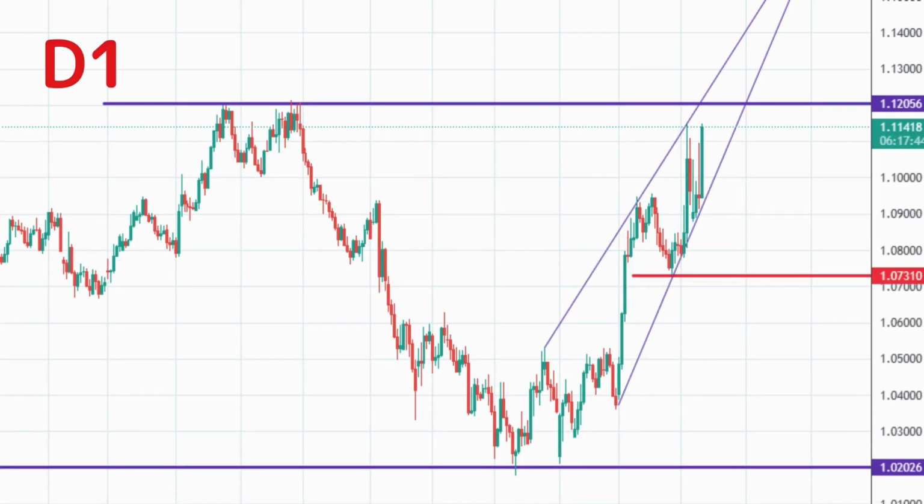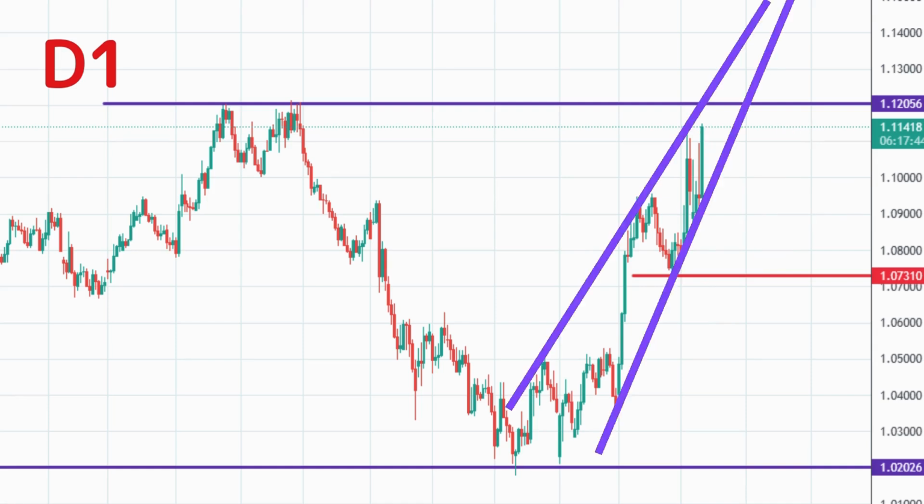Moving on to the daily chart, the uptrend is still intact and recent price action has been very strong. The key support, the last higher low, is here. As long as this level holds, the uptrend remains valid, and we could see a pattern like this unfolding. Currently, the price is moving within this triangle. If you're considering short entries, you might want to wait for a clear breakout below the triangle before acting.